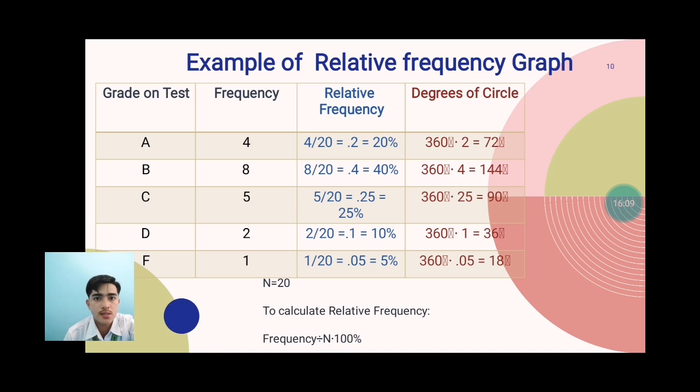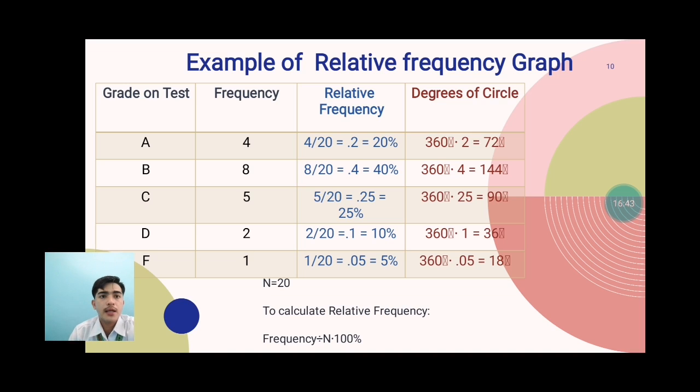So given here is a grade on test frequency. For grade on test, we have A, B, C, D, and F, and the frequencies are 4, 8, 5, 2, and 1. So we have 20 in total. On the grade on test, there are only 4 persons that got A, 8 students got B, 5 students got C, 2 students got D, and 1 got F.